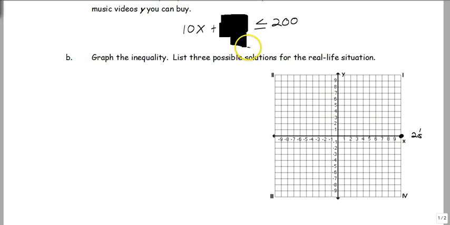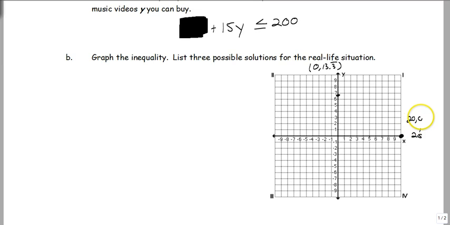Then if I cover up the other one, you get 200, and you get 13.333 repeating. Well, actually, it's exactly 13.33 repeating. So 13 would be 2, 4, 6, 8, 10, 12, 14, so it's about there. That's about 13.333 repeating. So the one intercept is 0, 13.3 repeating, and the other one is 20, 0.